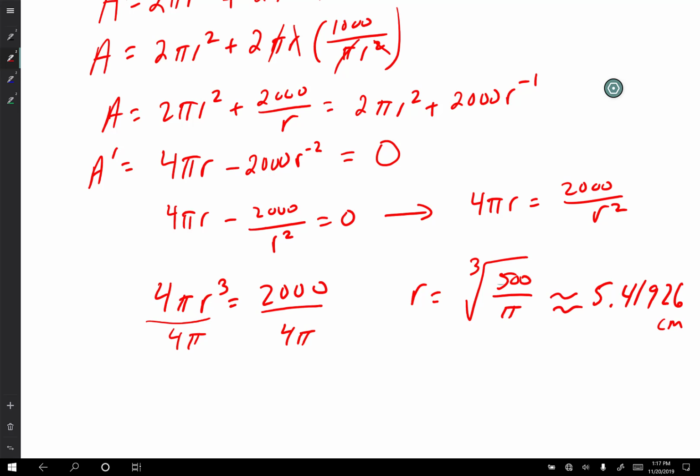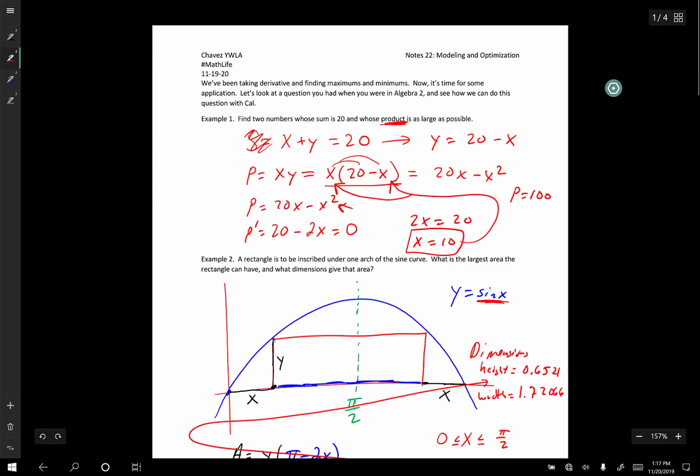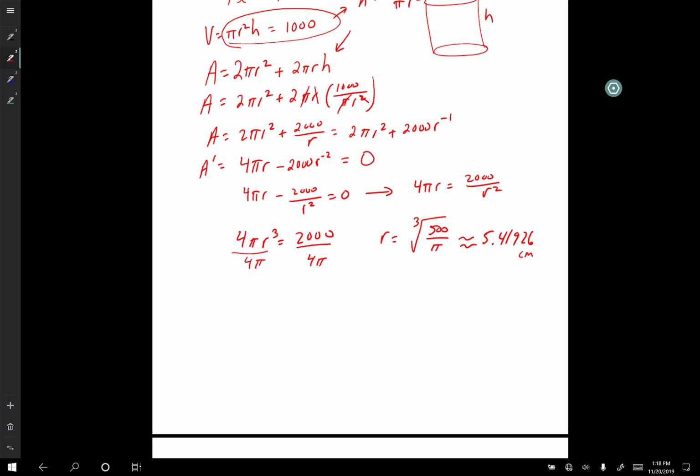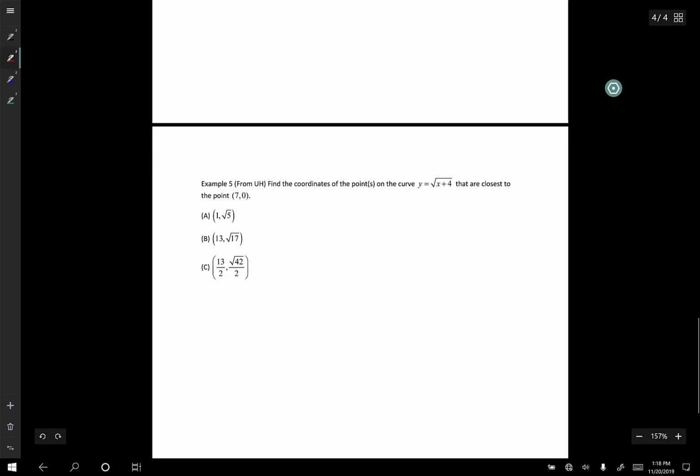Because remember before, the other two questions, we had a closed interval? Because we had a closed interval, that's why we knew that was either a max or a min. This time, I can use as much material as I want. So because you don't have a closed interval, guys, I'm going to have to take a second derivative.